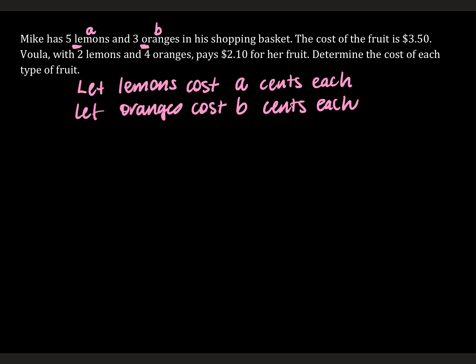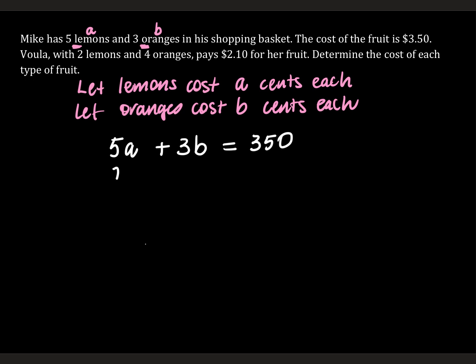Okay, let's make some equations now. If Mike has 5 lemons, how much do they cost? Well, if he had 1 lemon, that would cost A cents. He has 5 lemons, so that's going to cost 5A cents. He's got 3 oranges, and oranges cost B cents each. So that's going to cost 3B. 5A plus 3B is $3.50. Now, $3.50 is how many cents? 350 cents.